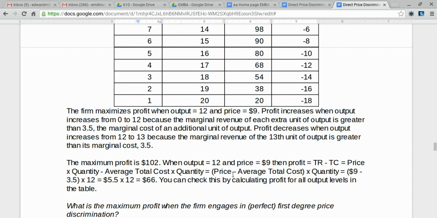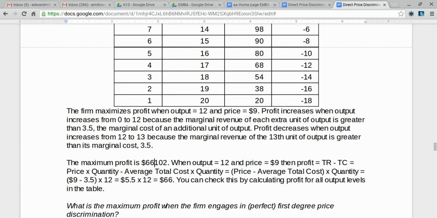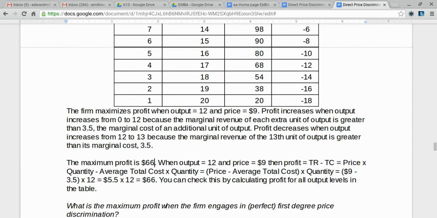We could do some algebra. It's the difference between price and average total cost multiplied by quantity. 9 minus 3.5 times 12 gives me 5.5 times 12, which gives me $66. So the maximum profit is $66. You can check this result by calculating profit for all output levels in the table.